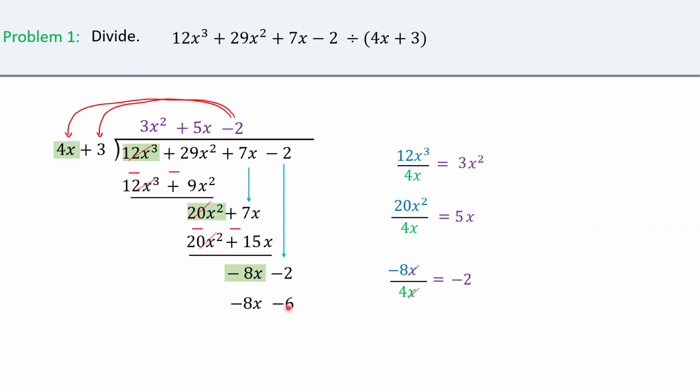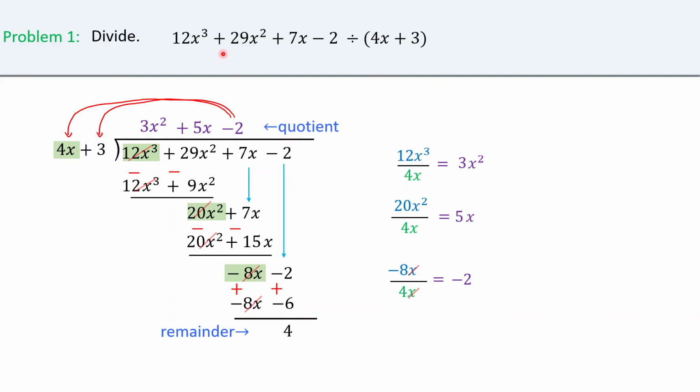Now change the sign of these terms. This is negative, change this to positive. This is also negative, change this to positive. Now add: negative 8x plus 8x is 0, so you can cancel these out. Negative 2 plus 6 is positive 4. So you got a number. This is the remainder and this is the quotient.